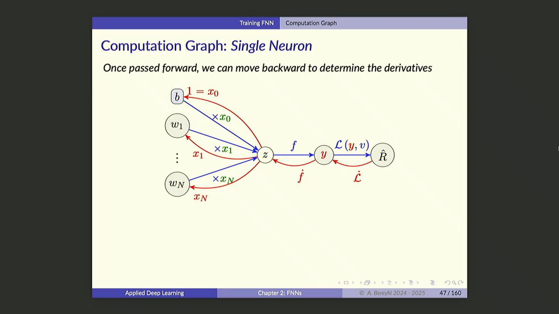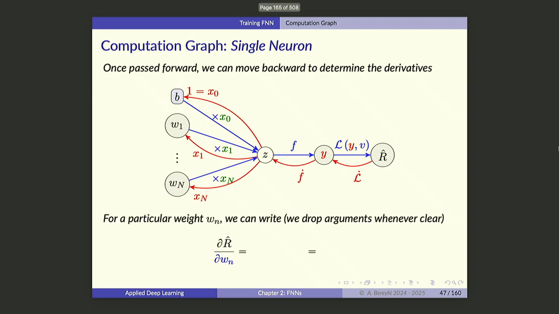Everybody's clear? OK, so if you put them next to each other, you would say the derivative with respect to any particular weight is going to be the first guy, the derivative with respect to y, which is L dot, times the derivative of y with respect to z, which is F dot, and then finally the derivative of z with respect to that particular weight, which in this particular simple architecture is simply xn, right?